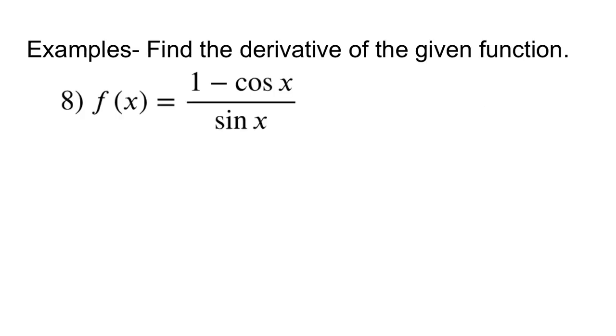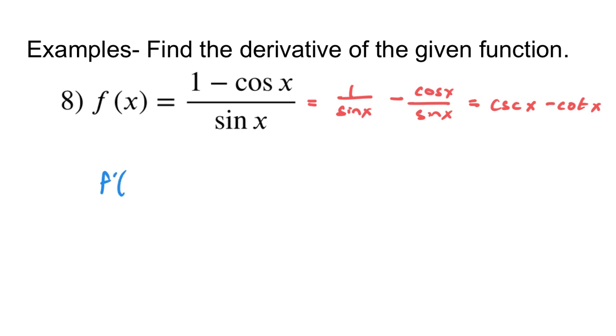Let's work through an example. Well, the derivative of 1 minus cosine of x over sine of x. Again, I would rather not use quotient rule if I don't have to. So one of the things that I will do is rewrite this as 1 over the sine of x minus the cosine of x over sine of x, using the distributive property of division, and rewriting this problem as the cosecant of x minus the cotangent of x. Then, when I calculate my derivative, the derivative of cosecant is negative cosecant cotangent.